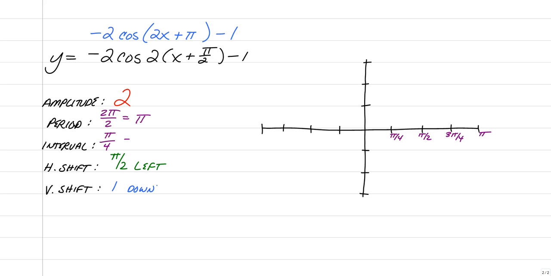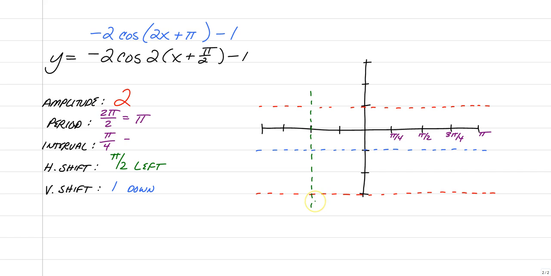That's the first thing you always want to do. Second thing you want to do is your vertical shift. We are 1 down, so we put our node line 1 down. Our amplitude is 2, so we go 2 units above the node to get our top, and 2 units below the node to get our bottom. We have a horizontal shift, pi over 2 to the left. So we're going to put a vertical line at pi over 2 to the left.